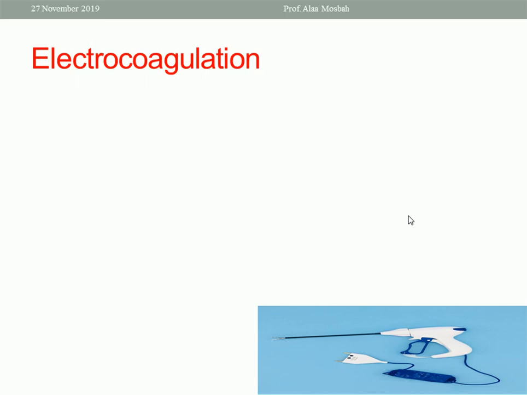Let us go to the next, which is electrocoagulation. As you can see in the picture, this is the bipolar, and this is a disposable one, by the way. Bipolar electrocoagulation. We have bipolar and monopolar, and the bipolar is safer.